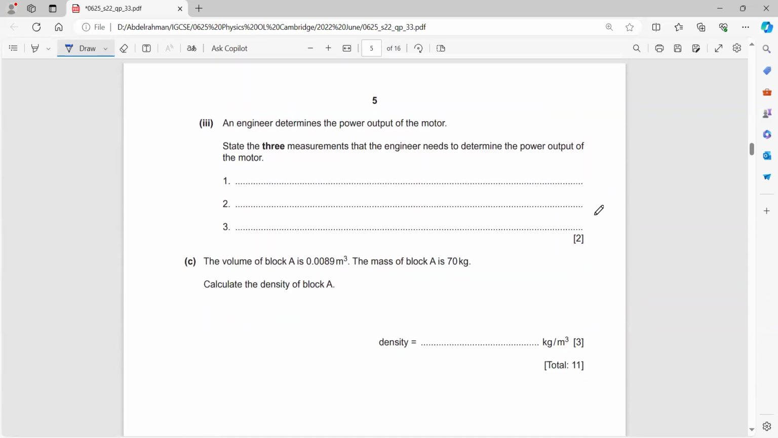An engineer determines the power output for the motor. State three measurements the engineer needs to determine to find the power output. How can I measure the power output, guys? Maybe, for example, current. Current, okay. And voltage.